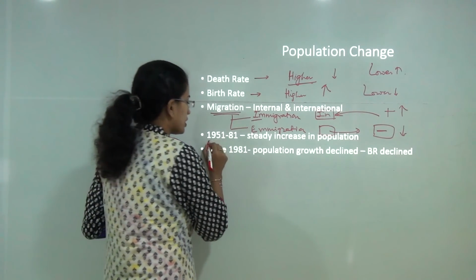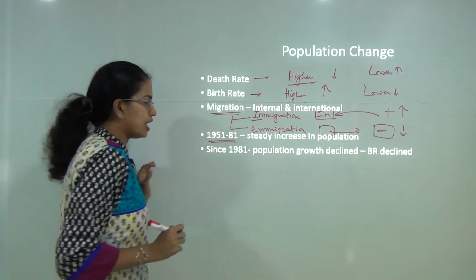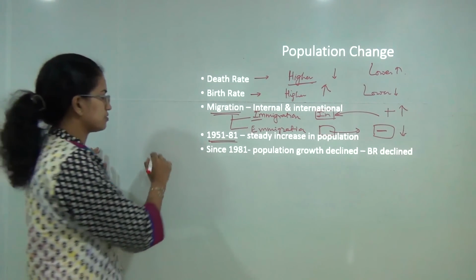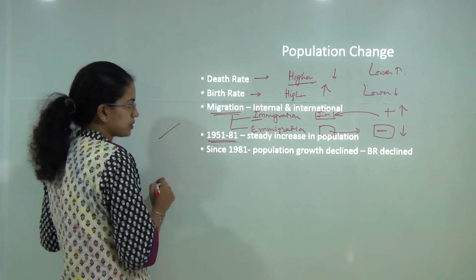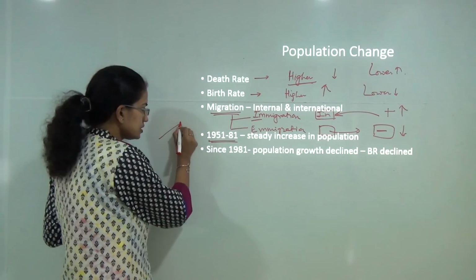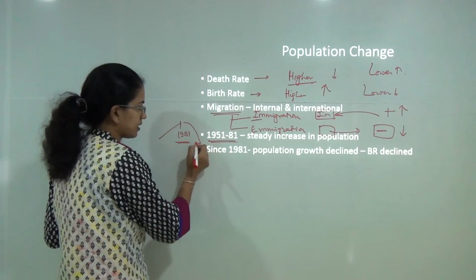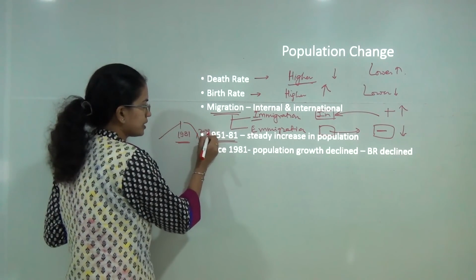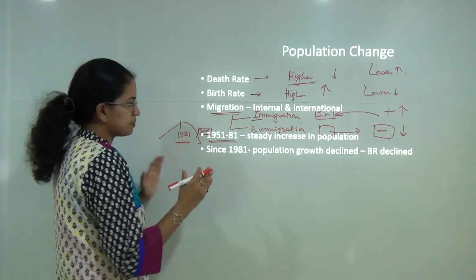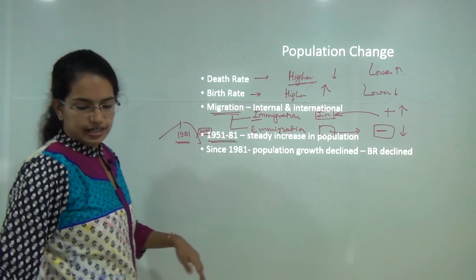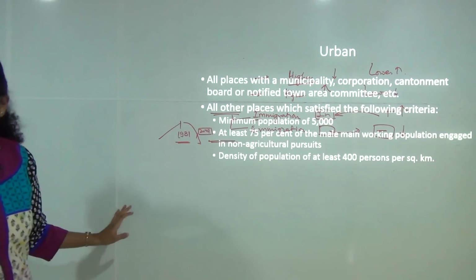A phase in India from 1951 to 81 was a steady increase in the population. It was a kind of steady growth in the population. However, since 1981, the growth has started to decline, and since 2001, it is expected or believed that further trends would show a greater decline in the population in the coming years.